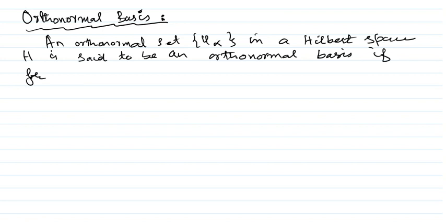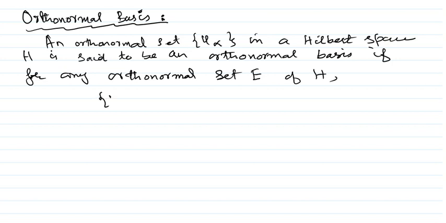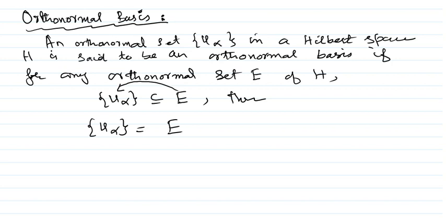for any orthonormal set E of H, if this set U alpha is contained in E, अगर कोई और ऑर्थोनॉर्मल सेट होगा जो इस ऑर्थोनॉर्मल सेट को कंटेन करे, then equality must hold. Then this U alpha must be equal to E. Means that there is no orthonormal set which properly contains this one. तब जाके इसको हम कहेंगे ये orthonormal basis. In other words, it's actually maximal.